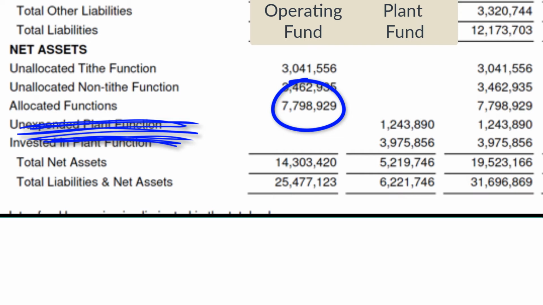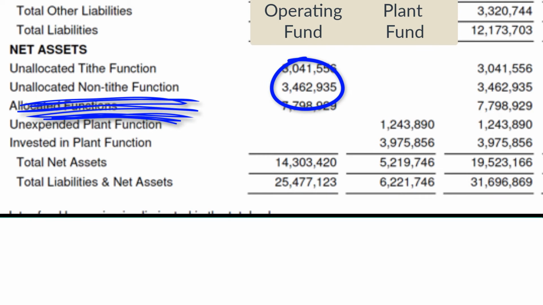There's some other pots. There's this unallocated non-tithe. Now that is where the money could come from. Unallocated non-tithe. So unallocated non-tithe, it's non-restricted. It doesn't say it, but it would also be unrestricted. And there is the money for the dining hall for the camp.